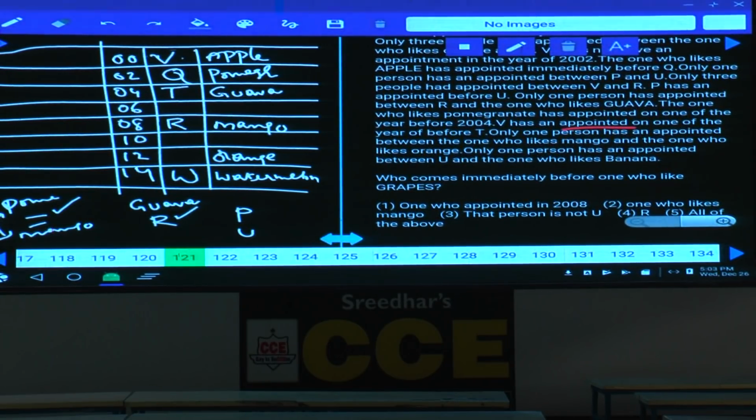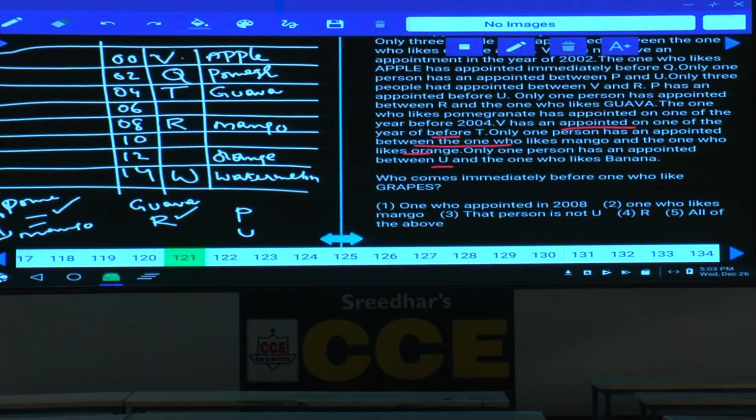V has an appointment one year before T, that is also finalized. One person has an appointment between the one who likes mango and the one who likes orange; this information we have also taken. One person has an appointment between U and the one who likes banana. Between U and banana, there must be exactly one.